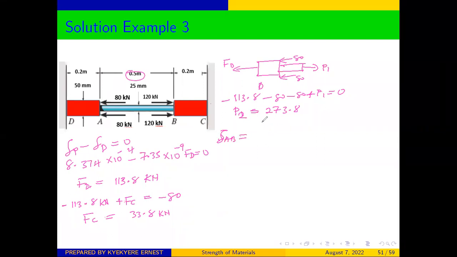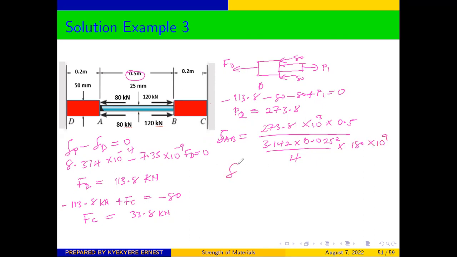The deformation in AB is going to be the force, which is 273.8 times 10 to the power 3 times the length of AB, which is 0.5 over the diameter 3.142 times the diameter, which is 0.025 squared, all over 4 times the modulus of elasticity for that material. And from there, you can see that delta AB should be equal to 1.549 times 10 to the power -3 meters, and we can decide to change it to millimeter. That one is no problem. Good. So we are done solving that question.